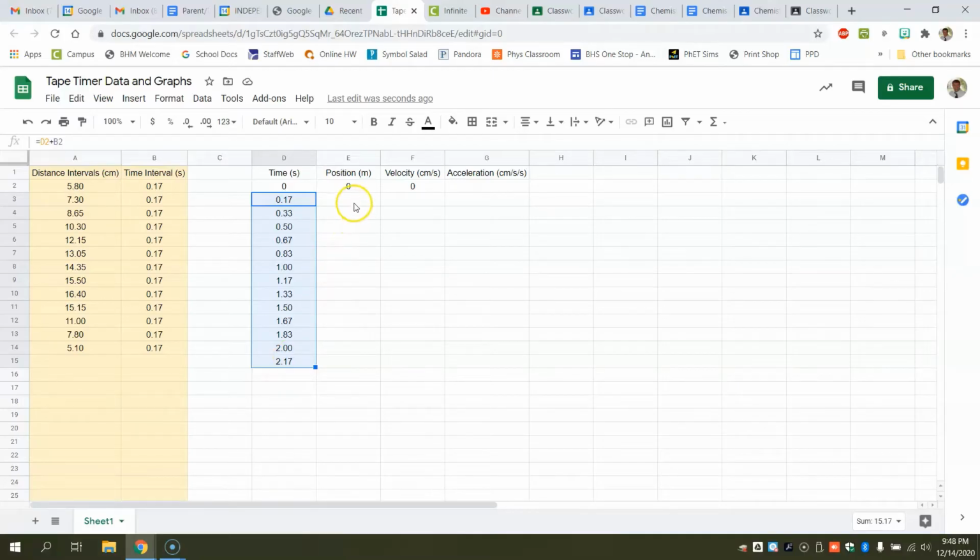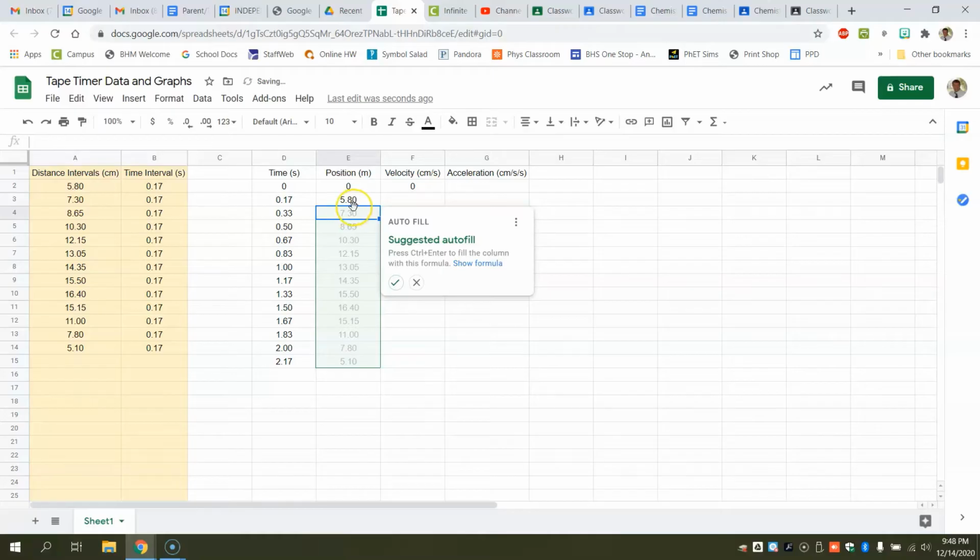We're going to do a similar thing for the position. So again, it starts with an equal sign. We're going to click on our position above, which was 0, and then we're going to add that interval. So that's the 5.80, and when we hit enter, it'll add that.